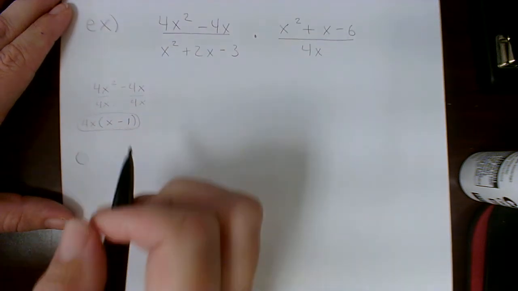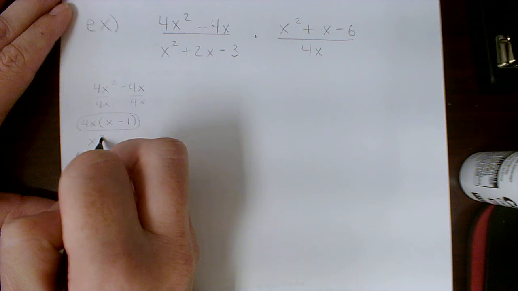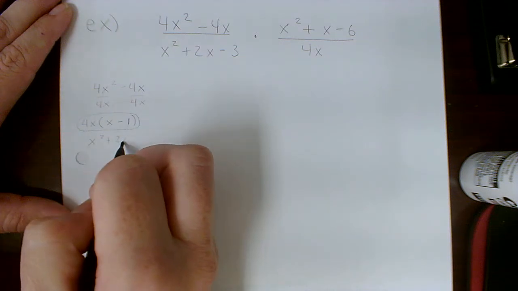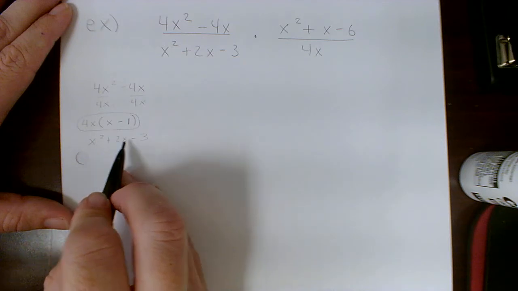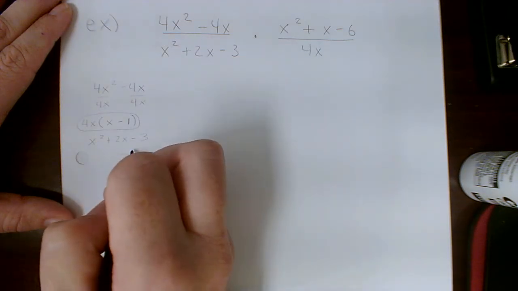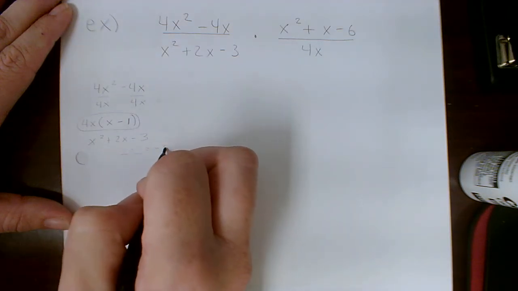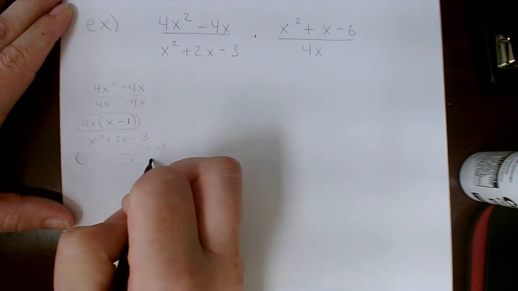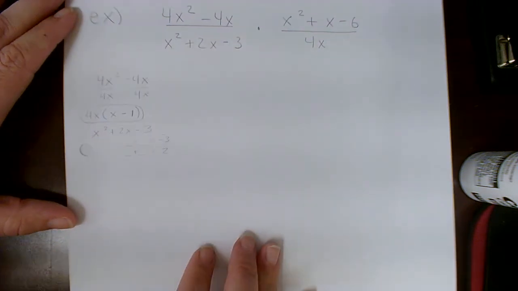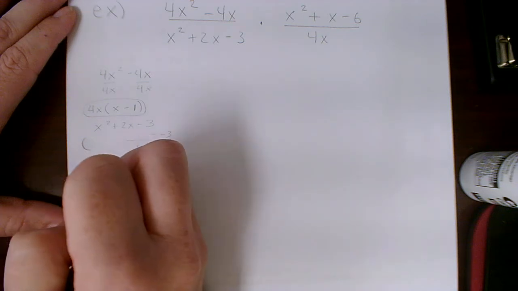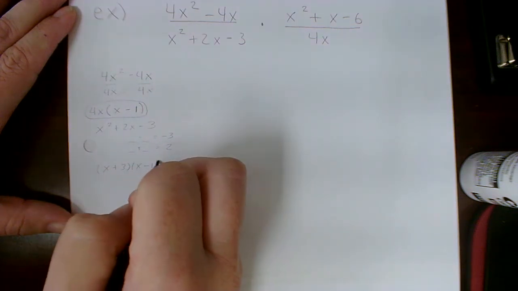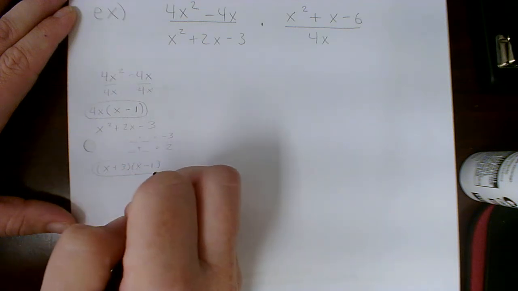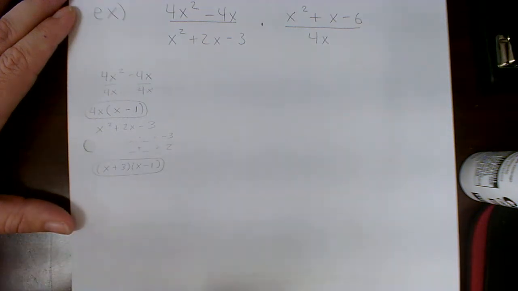Continuing to factor, I'm going to do the bottom of the first fraction. This one is a trinomial. It does not have a greatest common factor. It is a trinomial. So I'm looking to see what multiplies to be negative 3 and adds to be 2. You can play around with it. Hopefully, after playing around with it, you will get positive 3 and negative 1. And that's the bottom factor.